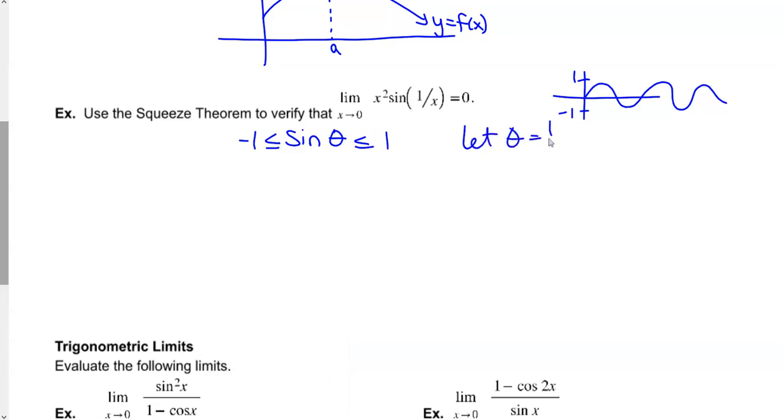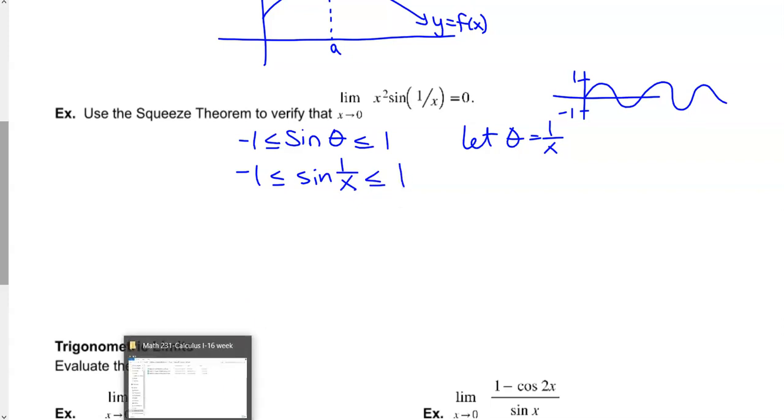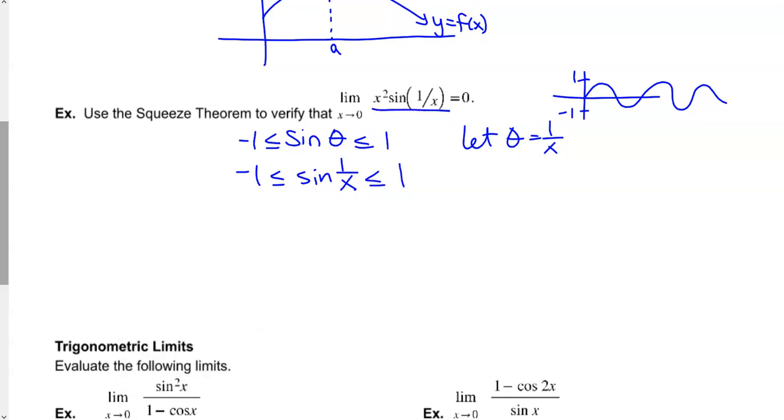Now, I'm going to say let theta equal 1 over x. So I'm going to plug 1 over x in, and now I get this inequality of negative 1 less than or equal to sine of 1 over x, which is less than or equal to 1. Now, what am I trying to do? I'm trying to get that function in this inequality. Now, I'm close. I got this part. Now I need to get this part because that is a product, and I have a compound inequality. That means I can multiply this by x squared, multiply this by x squared, and multiply that by x squared, which becomes negative x squared less than or equal to x squared times the sine of 1 over x, which is less than or equal to x squared.